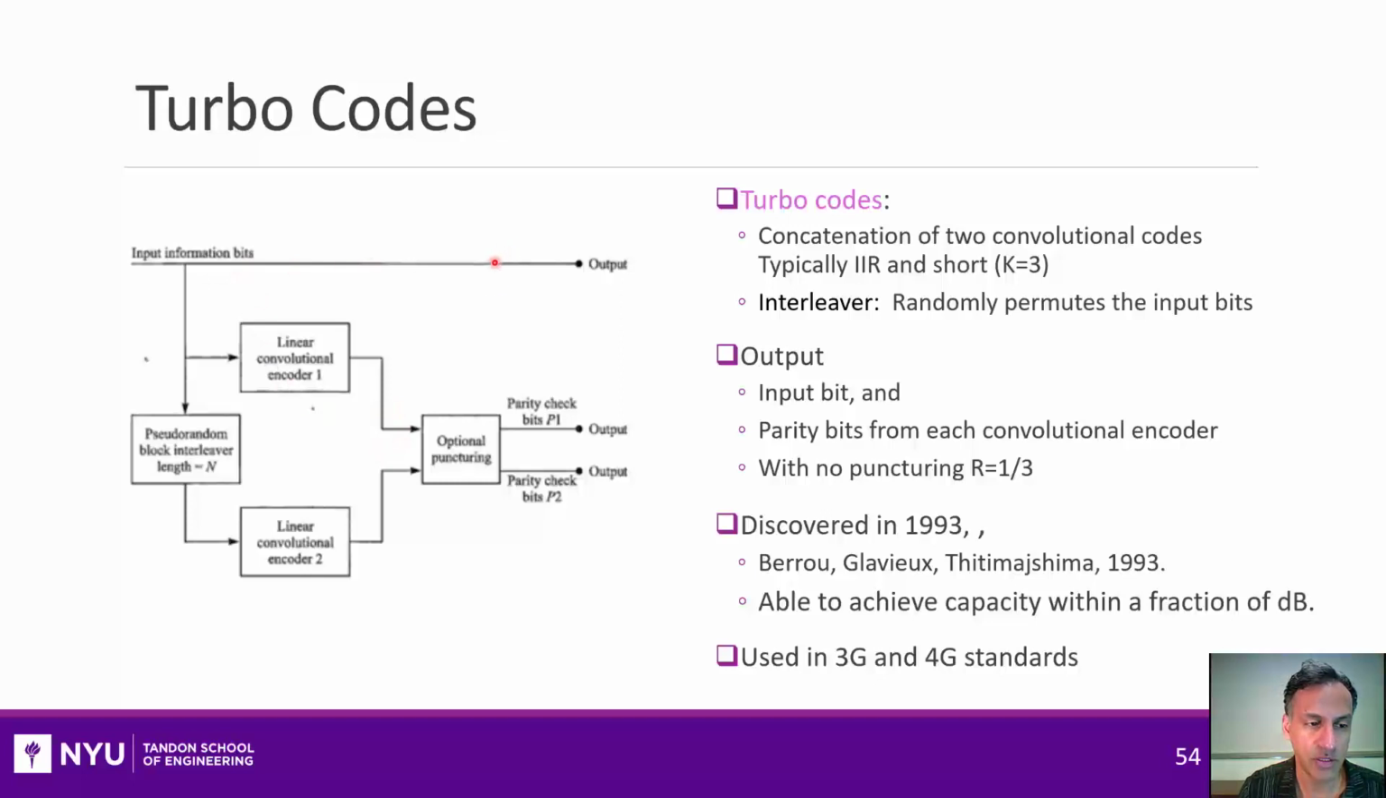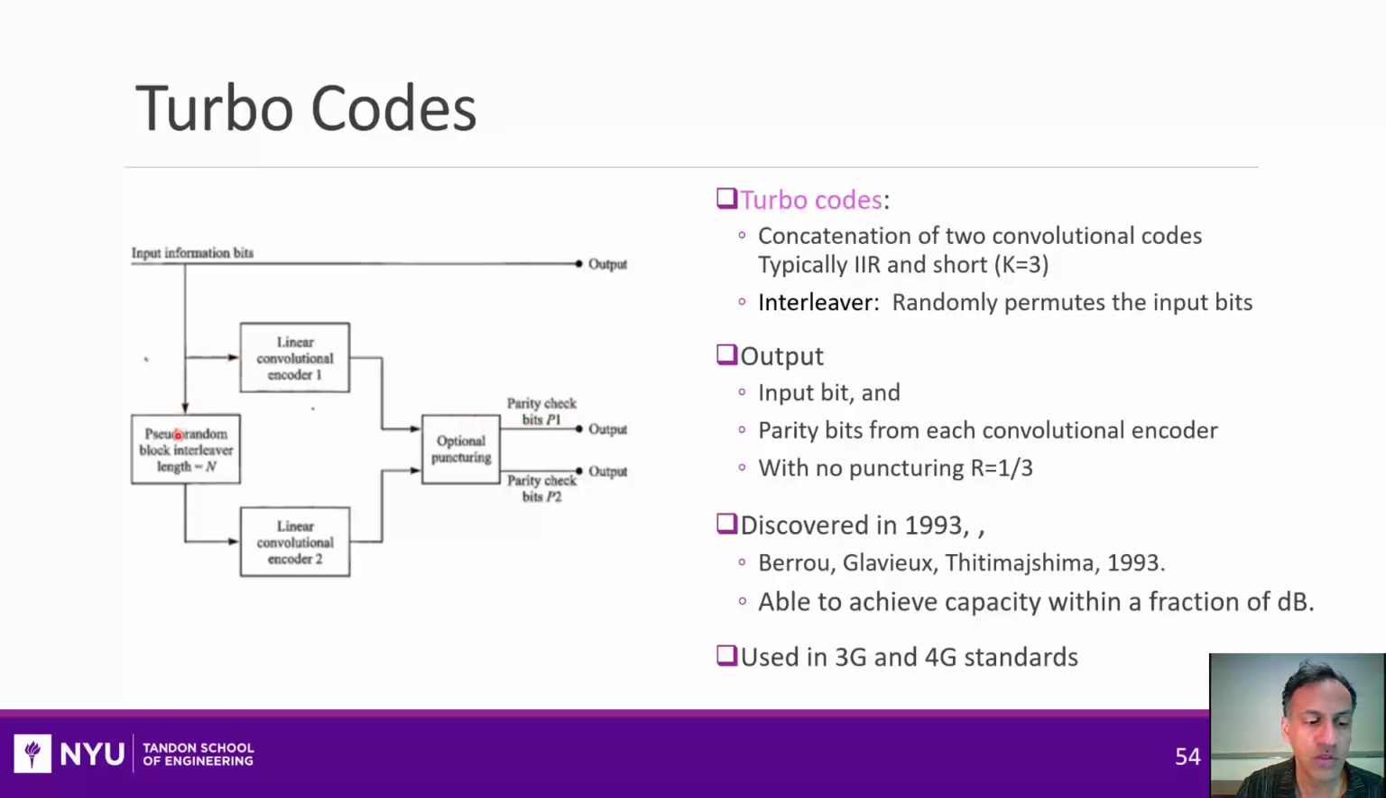You have your information bits, and you send them out. So they're kind of like what you would call a systematic code, because they include the information bits. But you have also two sets of parity bits. The first set is generated by taking just a regular convolutional code. It's actually kind of an IIR version of a convolutional code, but basically a convolutional code. And that gives you the first set of parity bits.